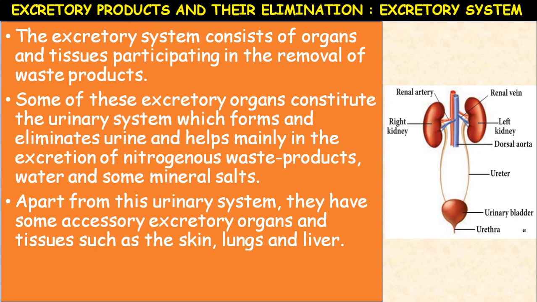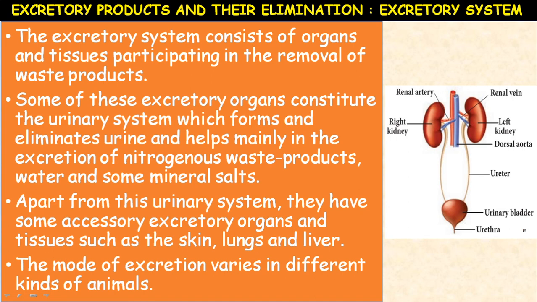Okay, depending upon the habitat in which they live, depending upon the metabolism and the production of metabolites, the excretory system and the organ involved in it, the process of excretion varies from organism to organism. So here, a pair of kidneys, ureters, and the urinary bladder together form the excretory system. The mode of excretion varies in different kinds of animals.